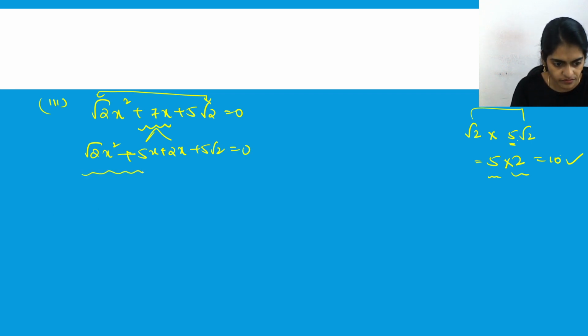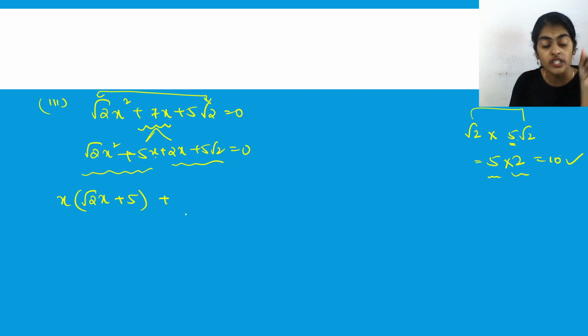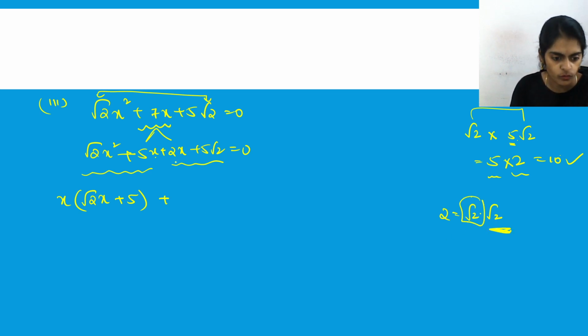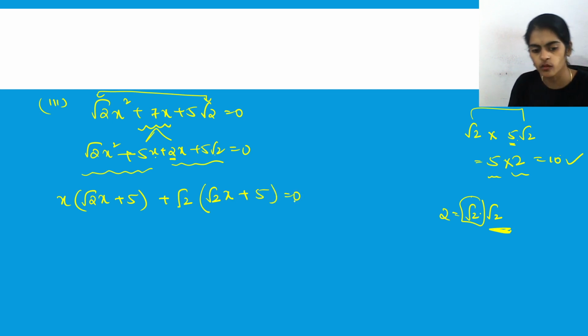Now from these two, what can I take common? See, nothing is common, only x is common. So if I take x common, I'll have root 2 x plus 5 remaining here. Plus here, root 2 is common. See here, you have 2x. 2 you can write as root 2 into root 2. So if I take one root 2 common, what is remaining? One more root 2. So here one more root 2 is remaining and I have x also. Plus here, if I am taking root 2 common, you will have 5. That is equal to 0.